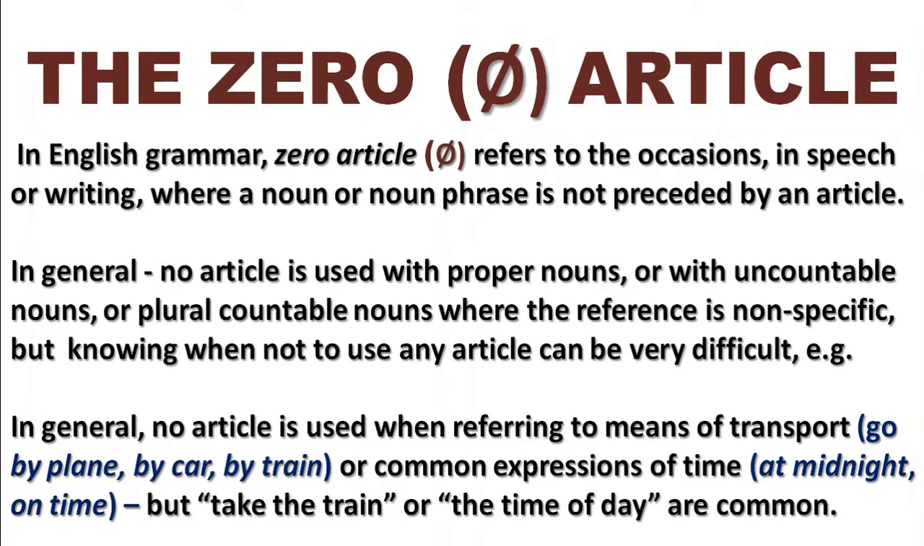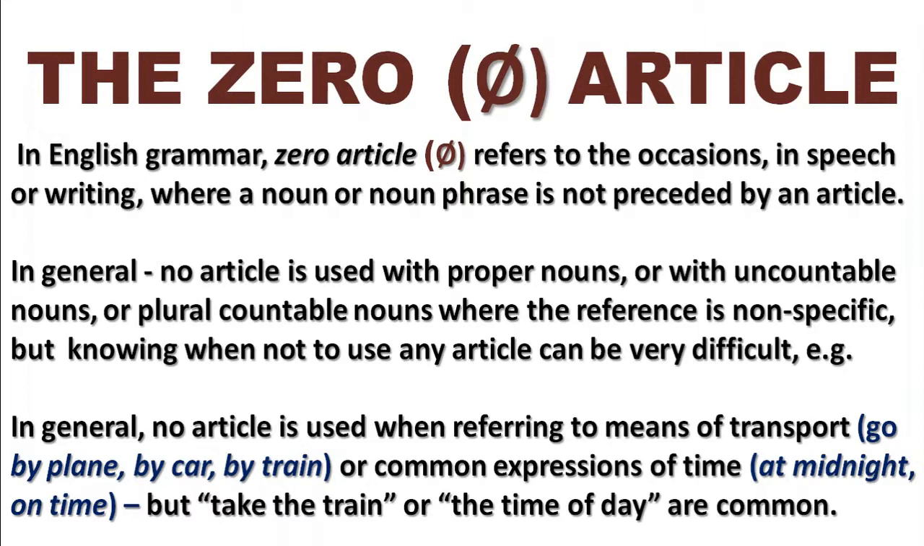In English grammar, the zero article refers to the occasions in speech or writing where a noun or noun phrase is not preceded by an article. So whenever you see a noun or a noun phrase and there is no a, an, or the before it, that's an example of the zero article. In general, we don't use an article with proper nouns or with uncountable nouns or plural countable nouns where the reference is non-specific. Those are kind of the outline, the general terms, and I'll explain those in much more detail.